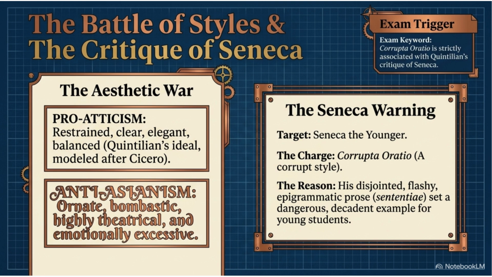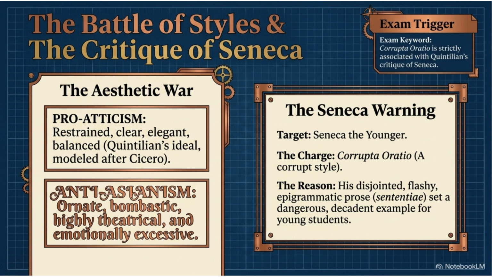Second style, anti-Asianism. Now let us move to the second style. The slide calls it anti-Asianism. This means Quintilian opposed Asianism. What was Asianism? The slide describes it as ornate, bombastic, highly theatrical, and emotionally excessive. Let us understand these words.